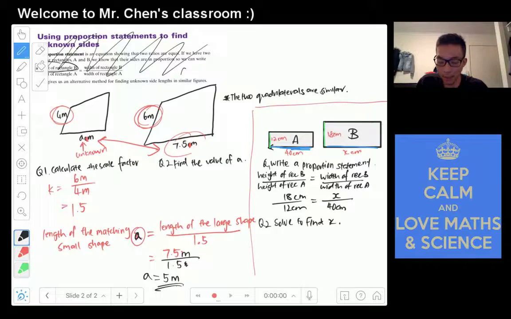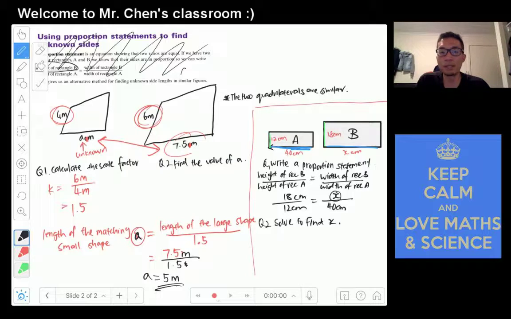Normally, if you know what x is, you can replace it with a number. Let's say it is 15, whatever. But in this case, we don't know what it is, so we're gonna have to proceed to question 2, which is to solve to find x. So to do that, you know 18 centimeters over 12 centimeters equals x divided by 40 centimeters.